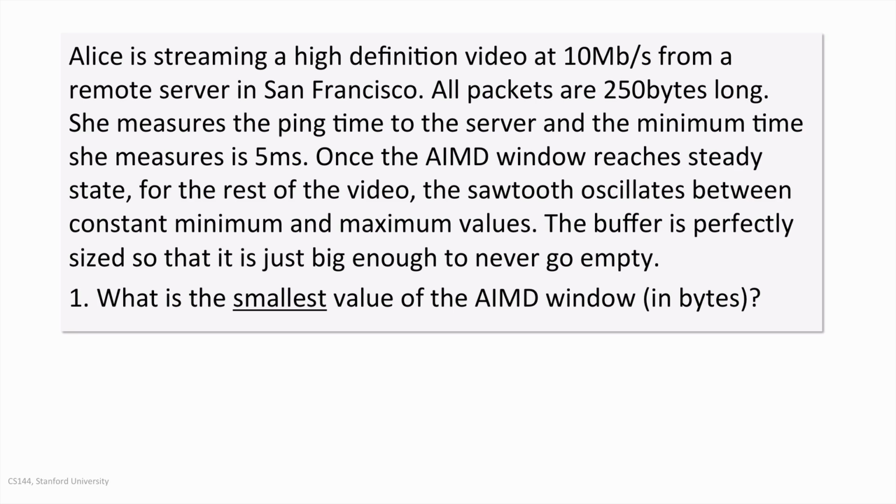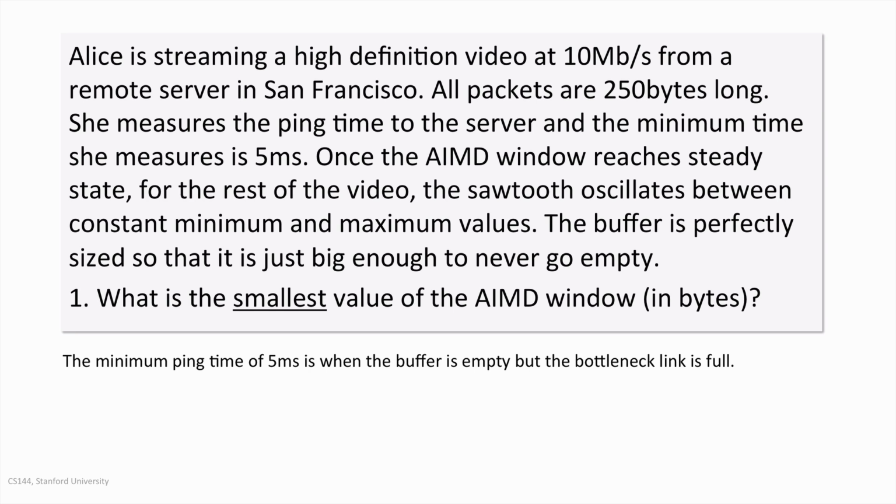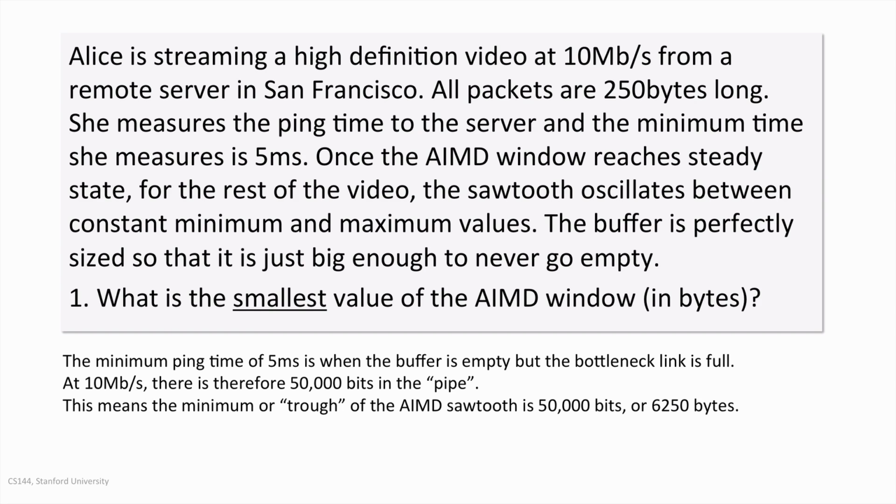Part 1. What is the smallest value of the AIMD window in bytes? Well, the minimum ping time of 5 milliseconds is when the buffer is empty, but the bottleneck link is full. At 10 megabits per second, there's therefore 50,000 bits in the pipe. This means the minimum, or trough, of the AIMD sawtooth is 50,000 bits, or 6250 bytes. So the answer is 6,250 bytes.